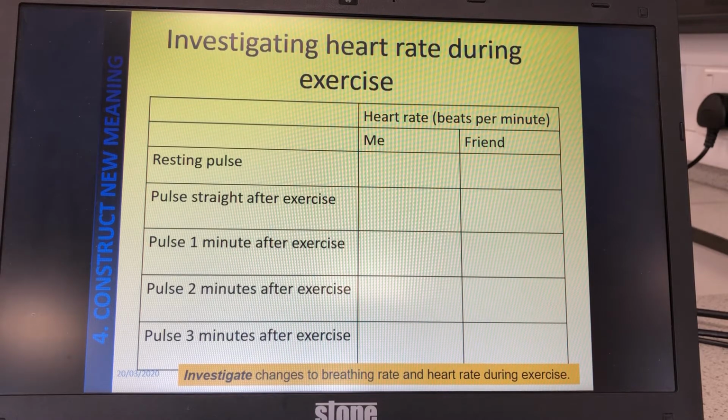Concentrate, keep counting. Nearly there. Good job. Okay, and stop. Take that number of beats, times it by 2, so we're doubling it, and write it as resting pulse in your table. Okay, so we're going to write that answer just here.